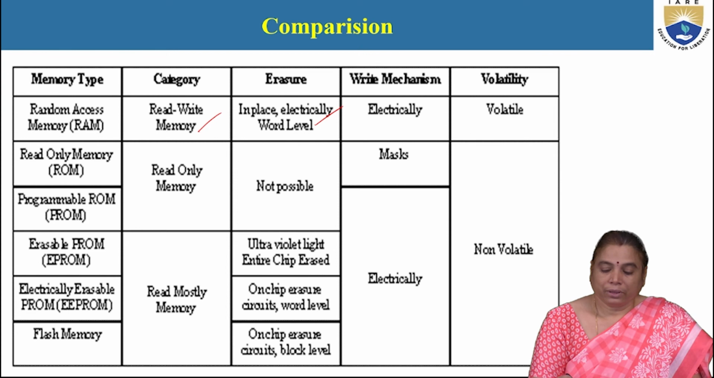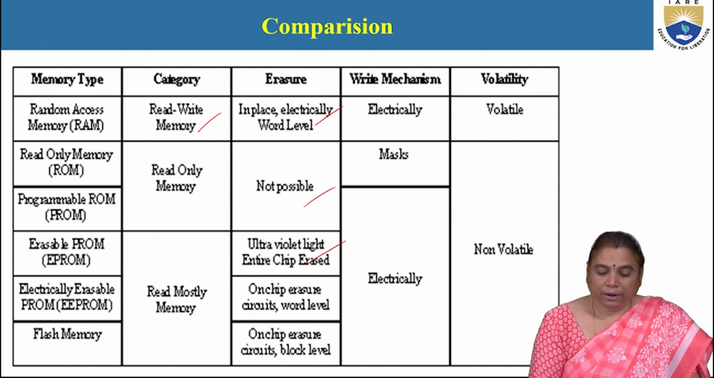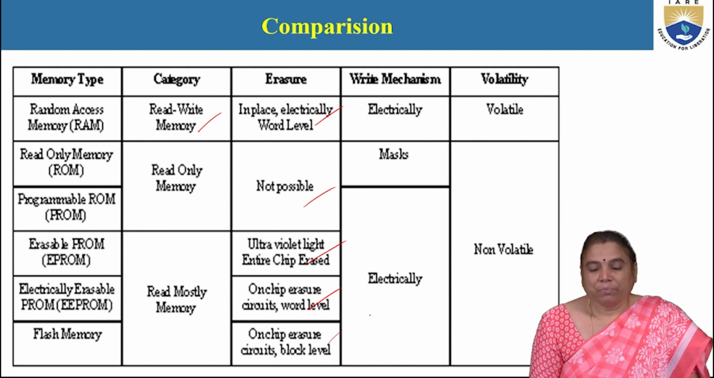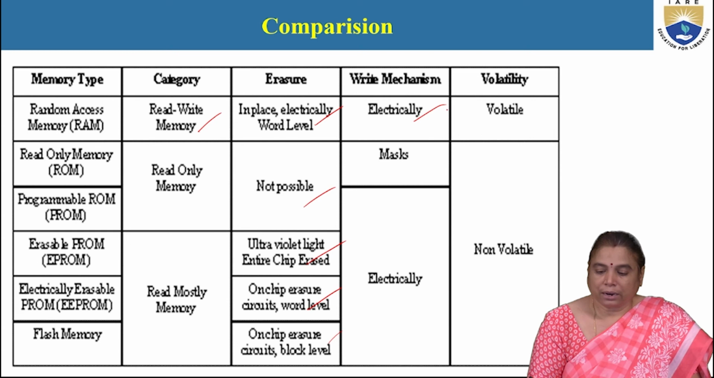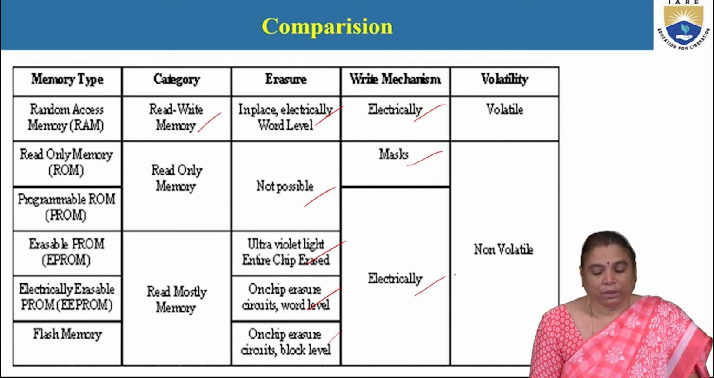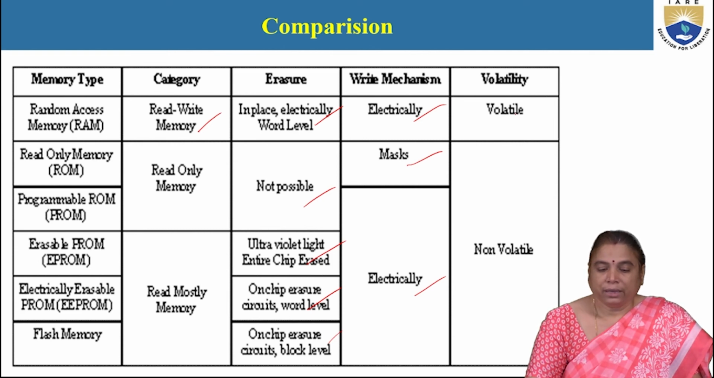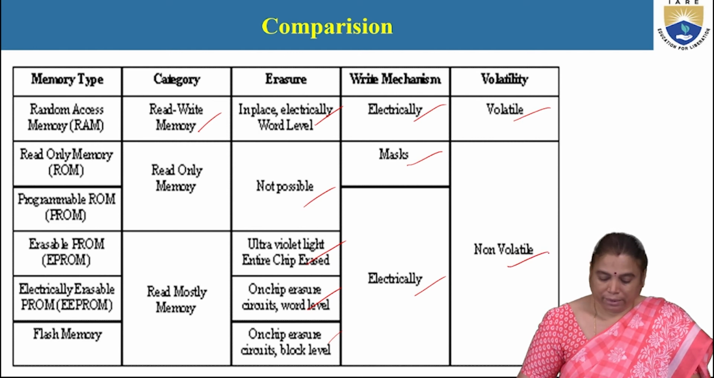But erasing read-only memories is not possible in the same way. Ultraviolet rays can be used in the case of EPROM, electrical signals in the case of EEPROM, and in flash memories electronic circuits can be used to erase the data stored in the ROM. The write mechanism is done electrically, with the mask, on the ROM. As for volatility, RAM is volatile, whereas ROM is non-volatile memory.